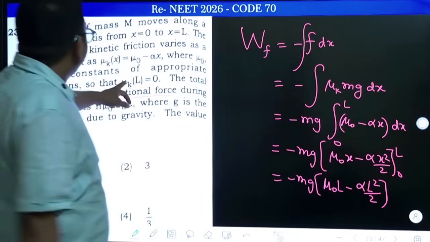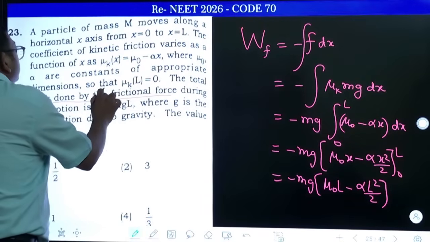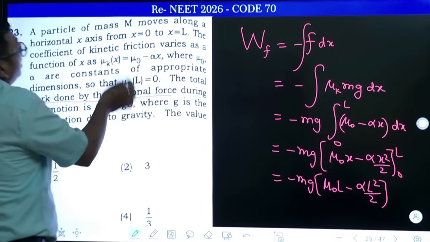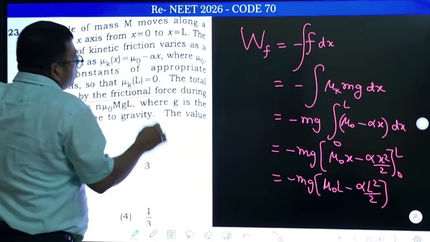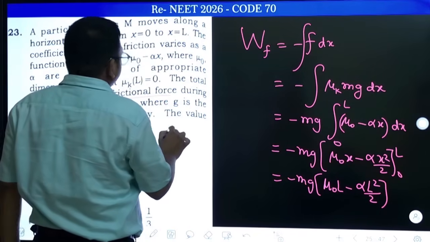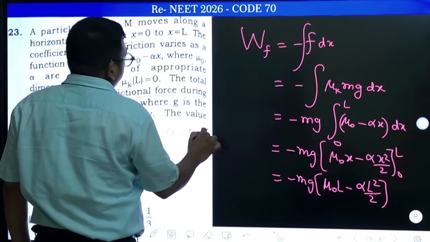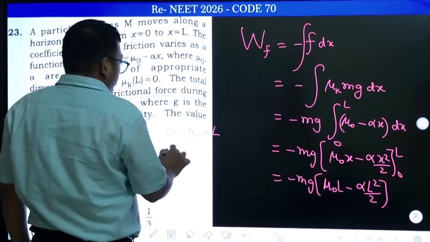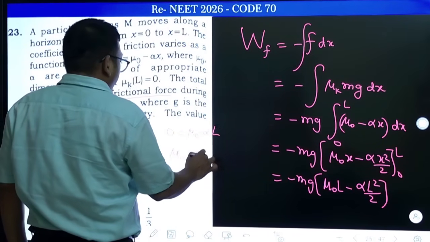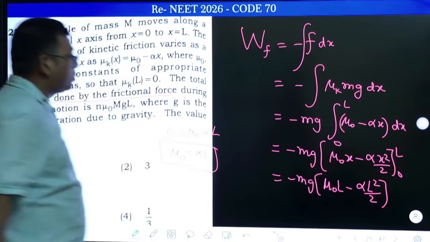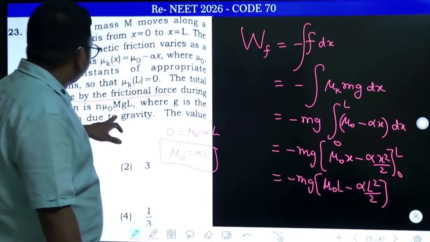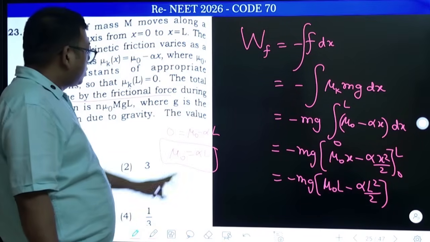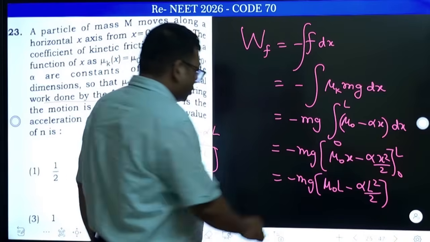Correct. Here they have given one important thing, that mu k at L is 0. Mu k L is 0 means when you substitute L here, that is going to be 0. This is mu naught minus alpha x at x equal to L. So mu naught is equal to alpha L. This information also we know, right? And the answer is in terms of mu naught. So alpha L you take as mu naught.